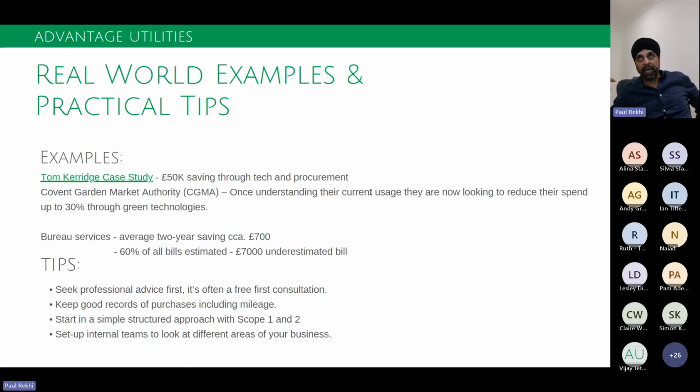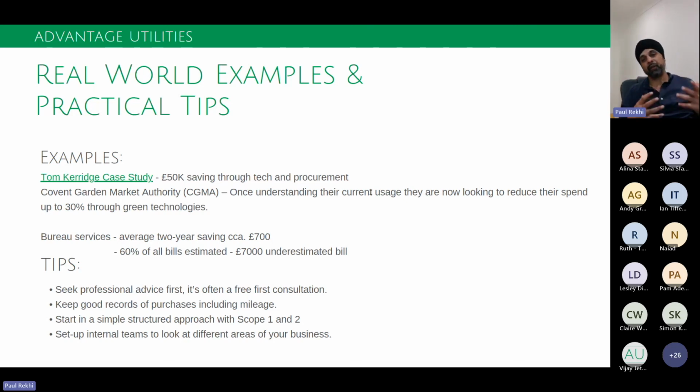Covent Garden Market Authority, again, one of the largest markets in London. We helped them look at their carbon, and now we're investigating technology that will give them a 30% reduction. When I come on to bureau services, understanding what you spend and how you spend is really important. Making sure you spend the right amount is key. To give you some ideas of what we've done in bureau, once we've got this information, we go directly to your suppliers. We get the information, we get your invoice. We can even get information directly from your meter. On average, over a 2-year period, the average saving we're looking at for a lot of businesses is around £700.